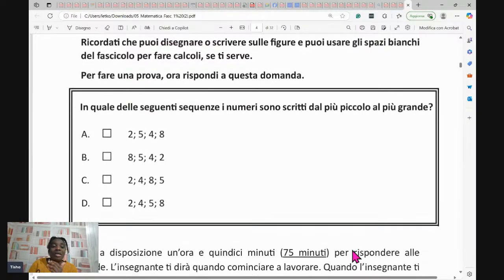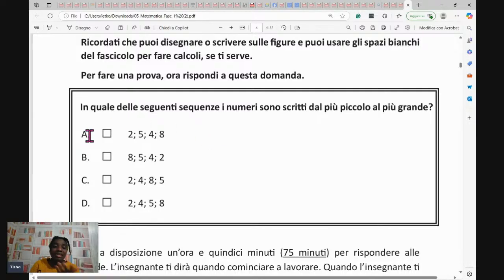Okay, now let's try this question here. In quale delle seguenti sequenze i numeri sono scritti dal più piccolo al più grande? In which of the following sequences are the numbers written from the smallest to the largest?